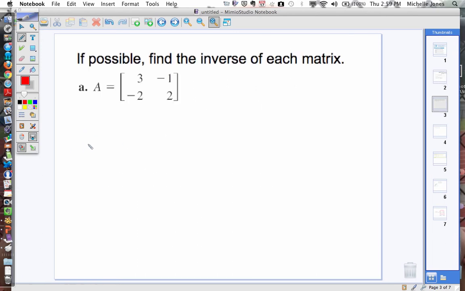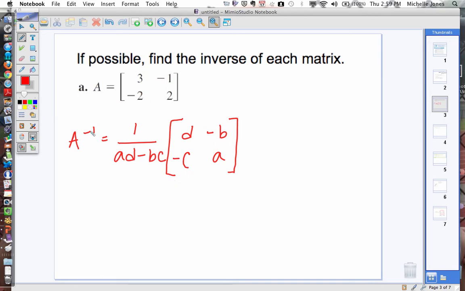So let me write that equation out here for us so we have it on the slide. Here we have matrix A, and the inverse of matrix A is going to be 1 over the determinant, so AD minus BC, and then we're going to have that be multiplied by A and D, they switch spots, and B and C become negative. So let's go ahead and figure out our determinant first. So we take 3 times 2, and that's 6, and then we're going to subtract negative 2 times negative 1, which is a positive 2. So our determinant is 4.